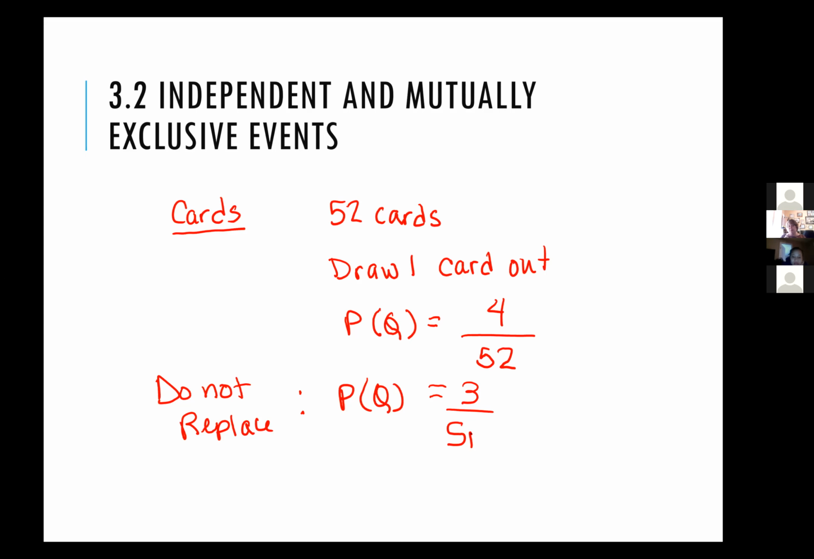So this is a conditional probability because the second event is conditional on what happened in the first event. So the probability of me drawing a queen the second time, given I drew a queen out the first time, is affected. So my probability is 3 out of 51.